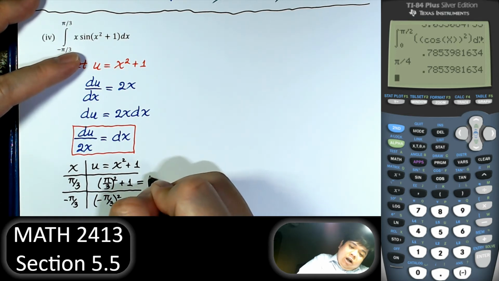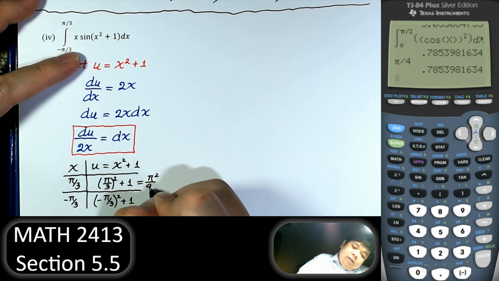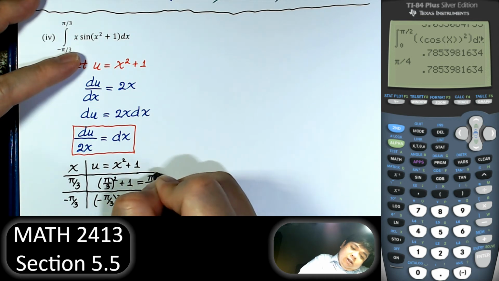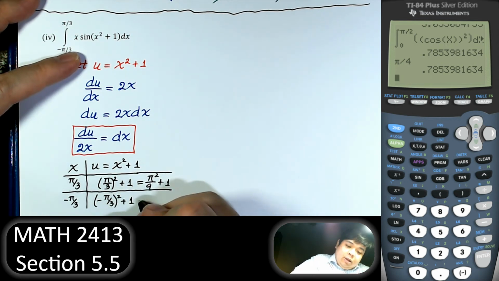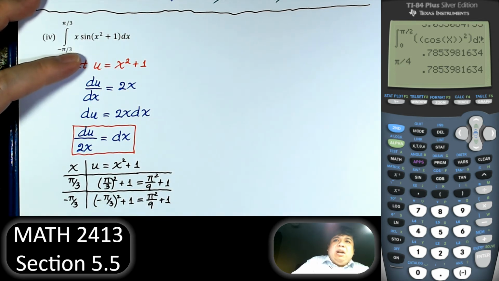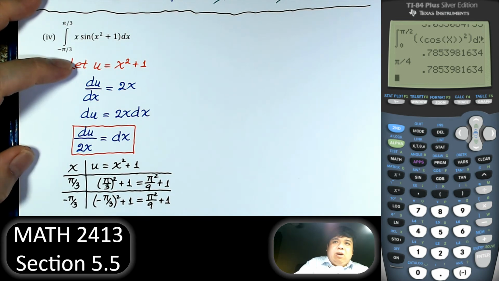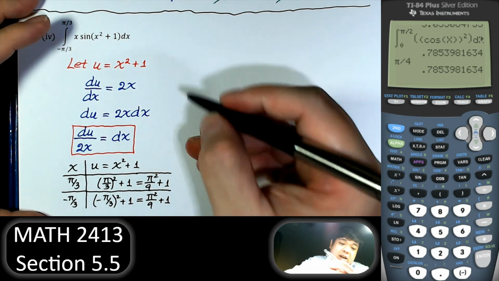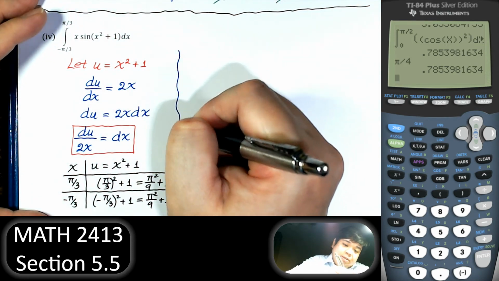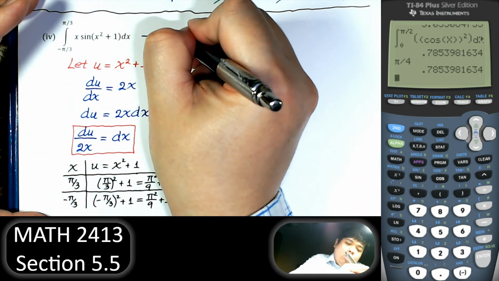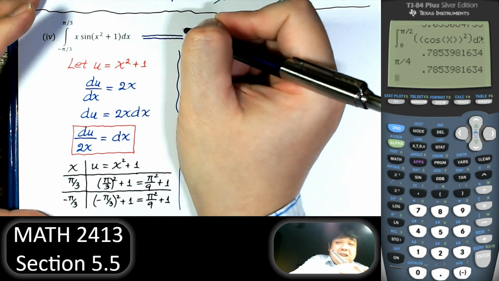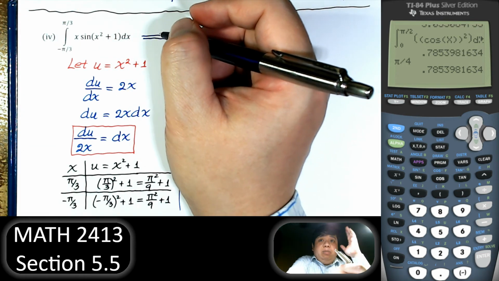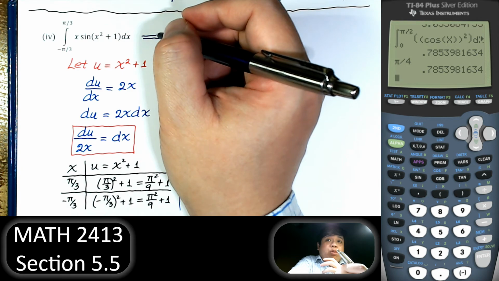Actually, this should be pi squared over 9 plus 1, and negative pi squared over 9 plus 1. Then you say, what, the limits are the same, the integral should be 0, right? Yes, that would be correct. Since the limits are the same, the integral should be 0. But we won't be able to say that yet, because the function inside still has to be defined.